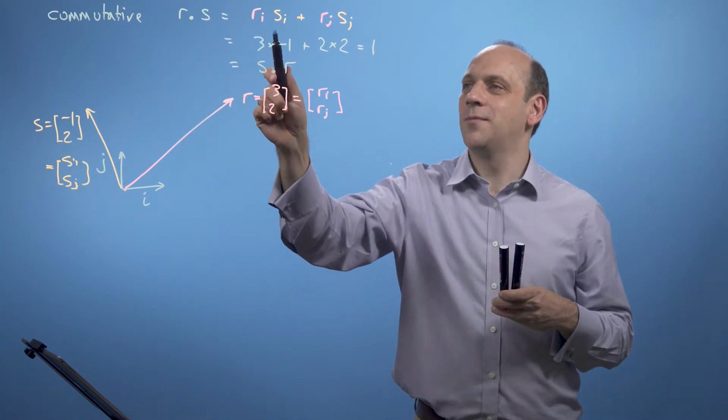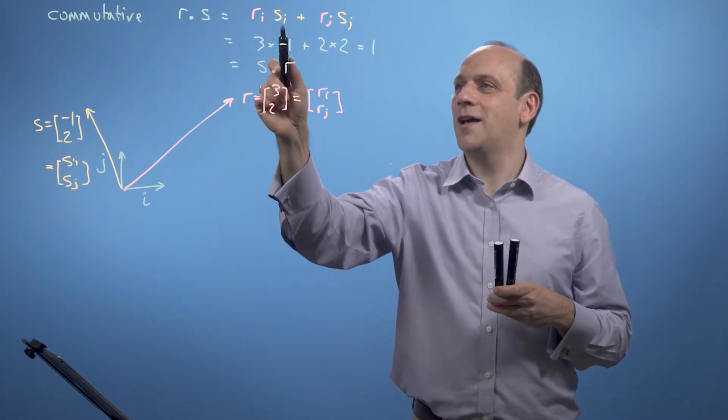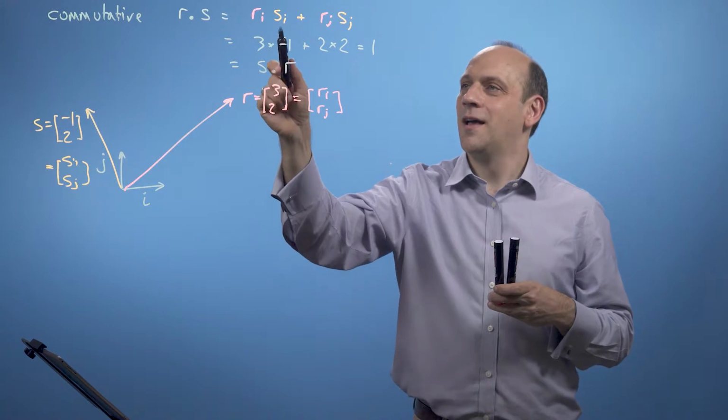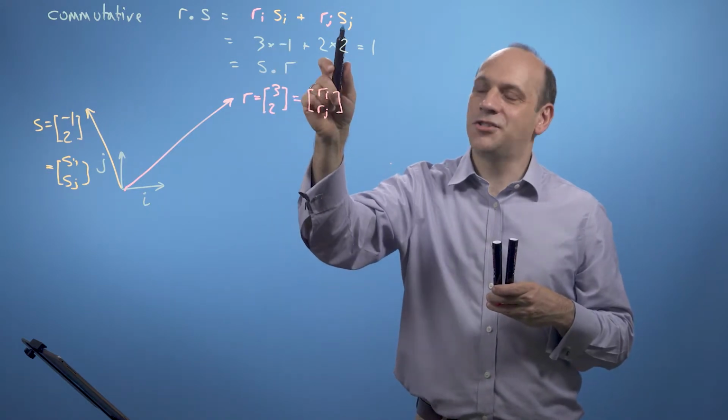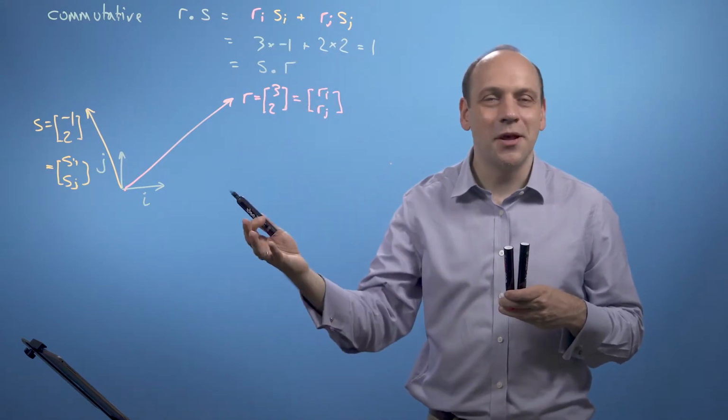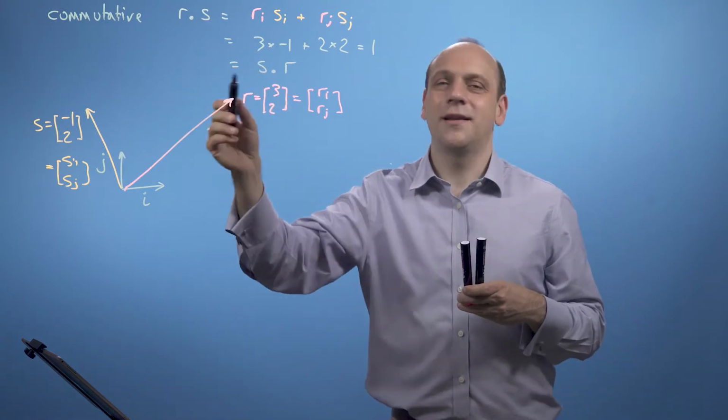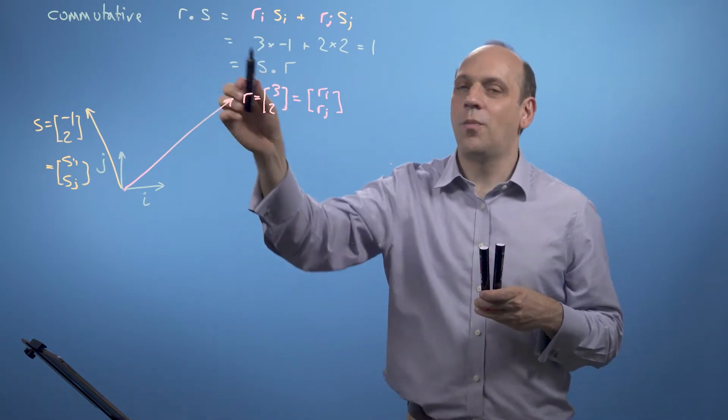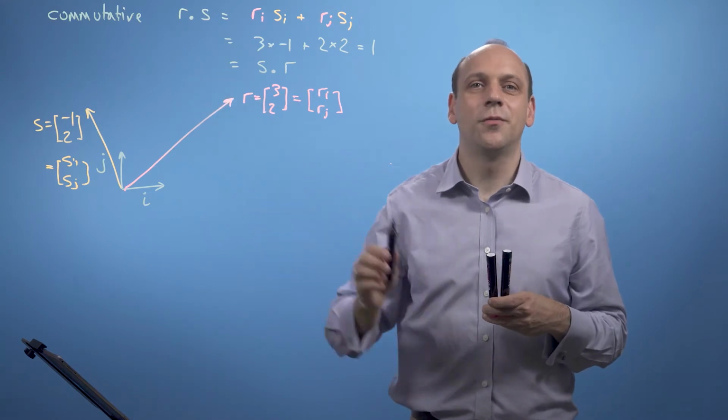And we can see that fairly simply, because if we just switch that around, we'd have si times ri plus sj times rj, and that's going to be the same number. So we can see immediately, fairly trivially, that the dot product is commutative. It doesn't matter which order we do it in.